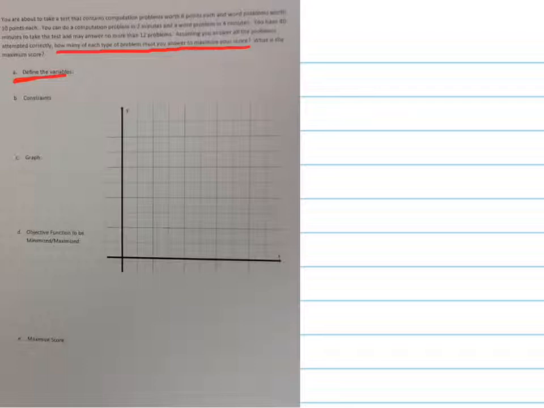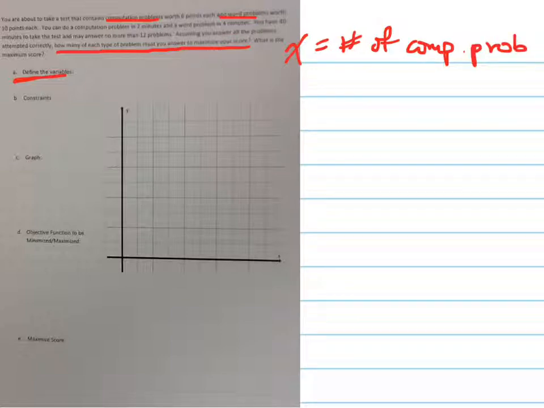So I'm going to name my variables. X is, now I'm going to go back and look at what they're telling me. You are about to take a test that contains computation problems and word problems. So X is the number of computation problems that you have to answer. They're assuming that you answer them correctly. It's a pretty strong assumption there. And Y is the number of word problems.